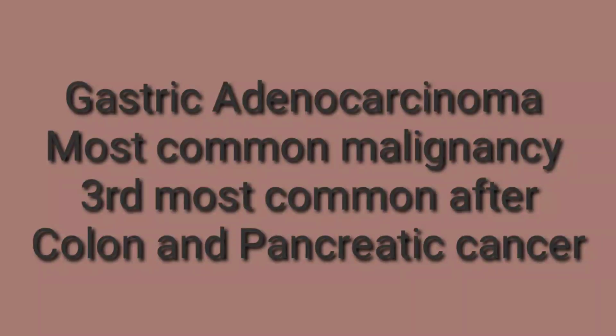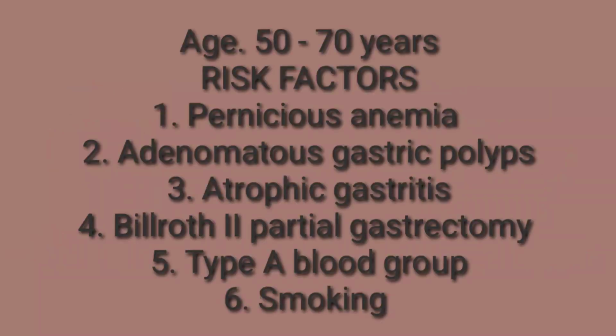Gastric adenocarcinoma is a primary malignancy arising from the gastric epithelium, and it is the most common gastric malignancy. It is the third most common malignancy following colon cancer and pancreatic cancer. Gastric adenocarcinoma is quite rare before the age of 40, but after the age of 50 or 70, there is a likely chance of developing gastric adenocarcinoma.